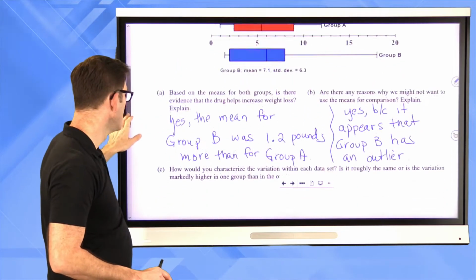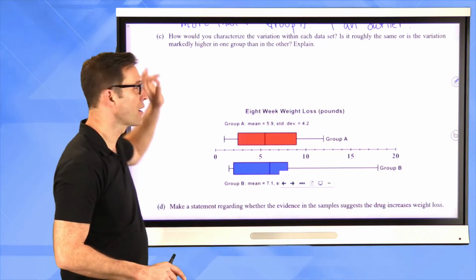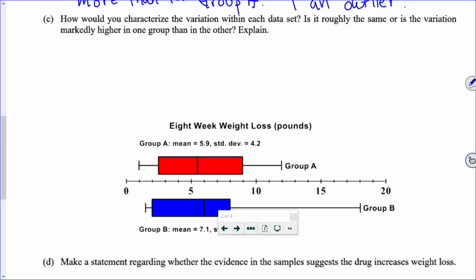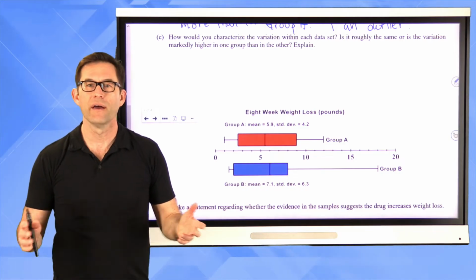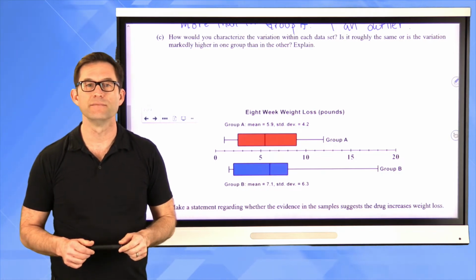Okay, so now let's talk about letter C. How would you characterize the variation within each data set? Is it roughly the same, or is the variation markedly higher in one group than the other? Let me move this over here. What do you think? Pause the video now and think about this a bit.